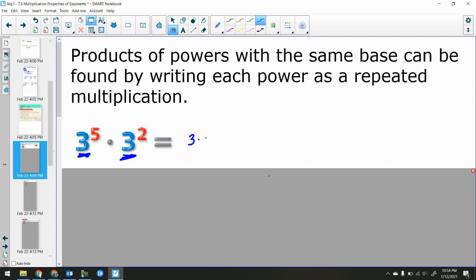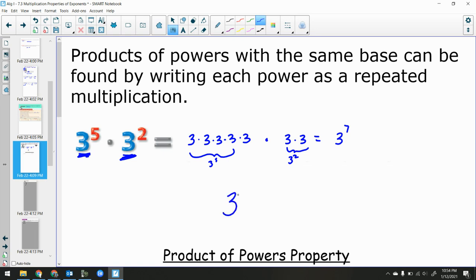Isn't 3 to the 5th 3 times 3 times 3 times 3 times 3, right? That's 3 to the 5th power. And I'm going to multiply it by 3 squared, which essentially is just 3 times 3. This chunk is 3 squared. Well, isn't this all just multiplication? So isn't this really just 3 times 3 times 3 times 3 times 3 times 3 times 3 times 3? You get the picture. How many total of them do I have? I have 1, 2, 3, 4, 5, 6, 7 total. So isn't that still just 3 to the 7th? What did I essentially do with my exponents? I essentially just added my exponents. 3 to the 5 plus 2 power, 3 to the 7th power. And that's what I have.